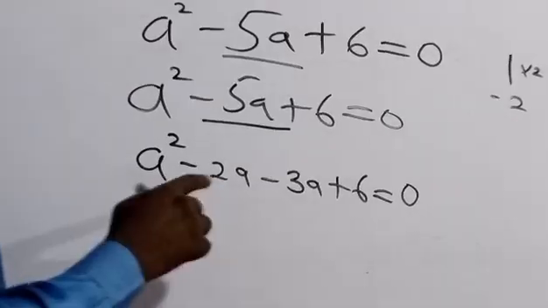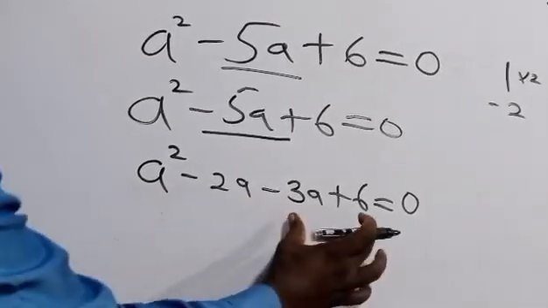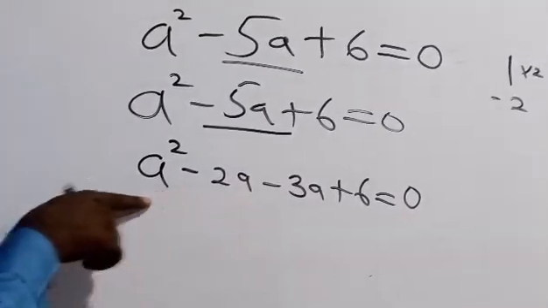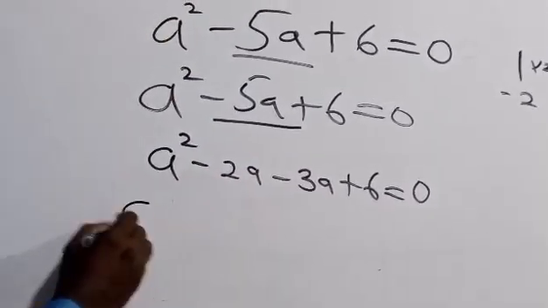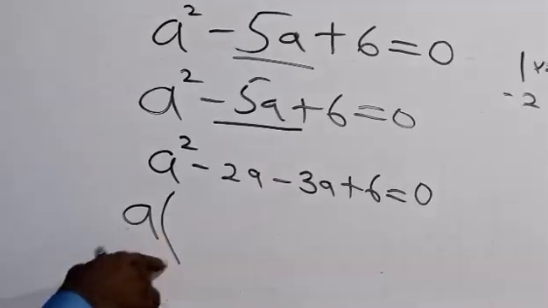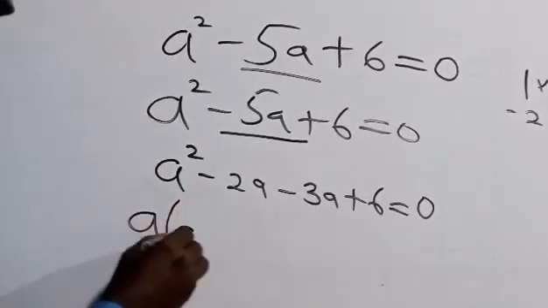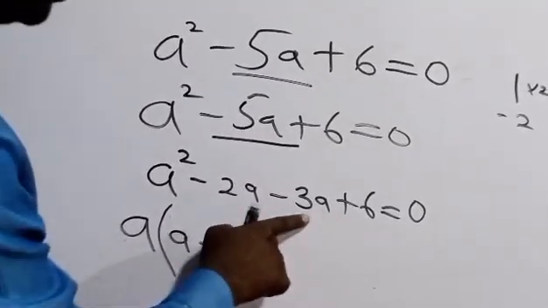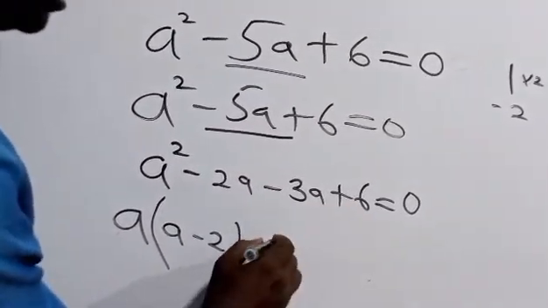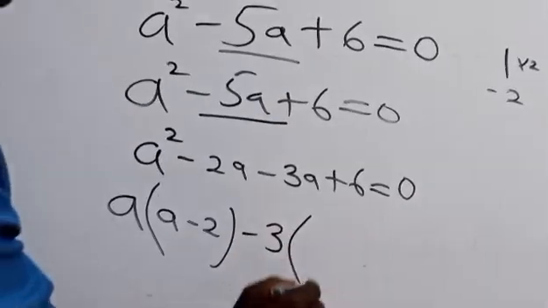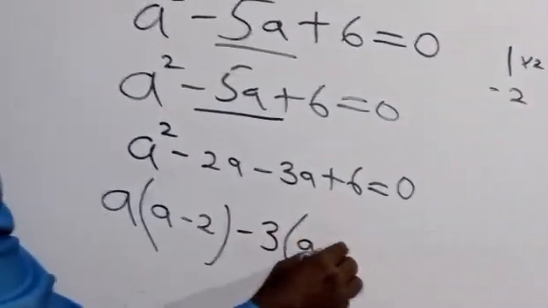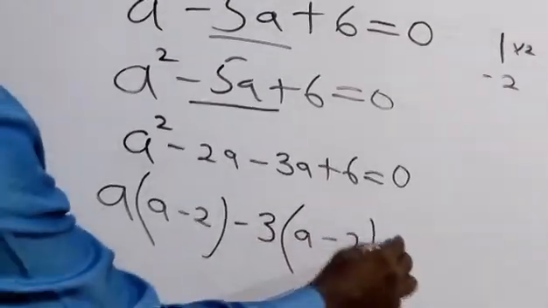Is somebody getting it? Now from here, I can take it 2 by 2. If I take this first 2, what is common is a. I can bring my a out and say a into open bracket, you have a minus 2, alright? Minus, what is common in 3a and 6 is 3. Then you are left with a minus 2 equals 0.